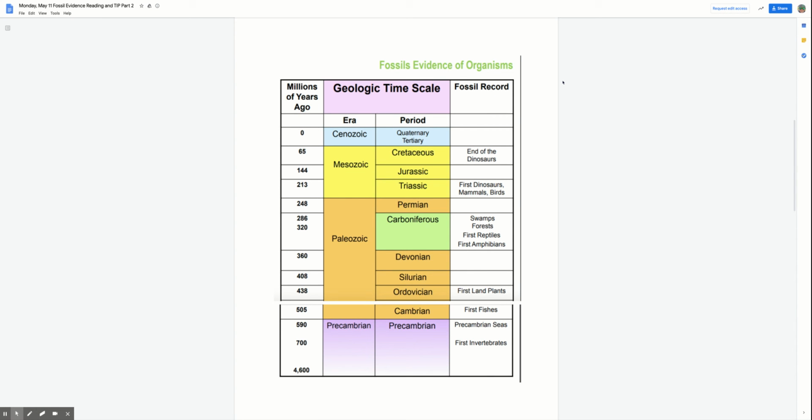Fossils, evidence of origins. The column on the left shows the millions of years ago. The middle section is the geologic timescale, the era and period. The last shows the fossil records. You'll see dinosaurs, the first reptiles, etc.